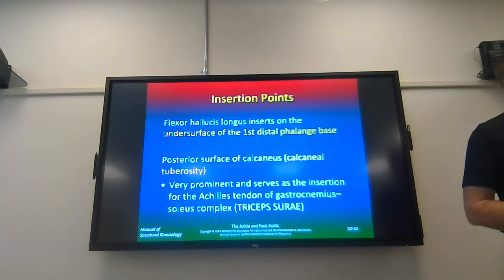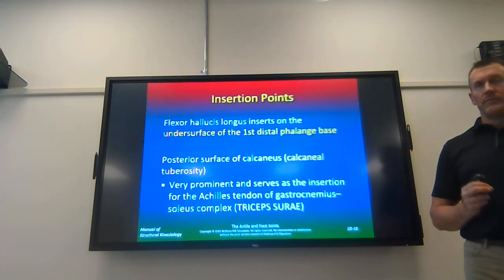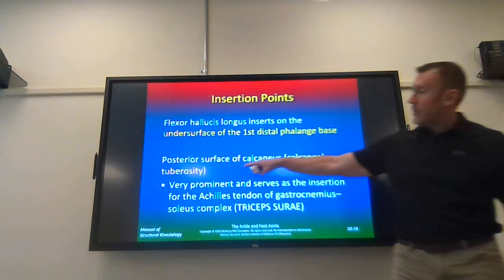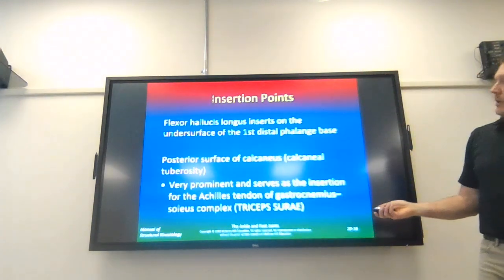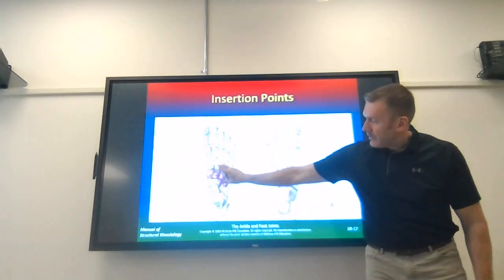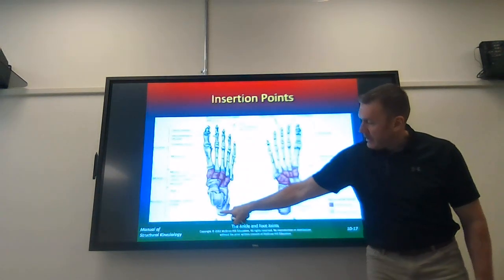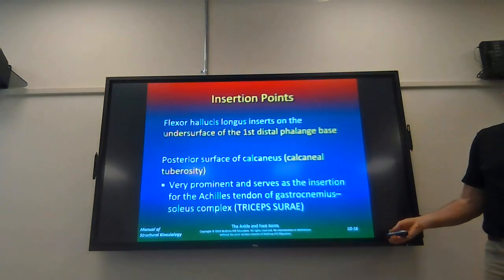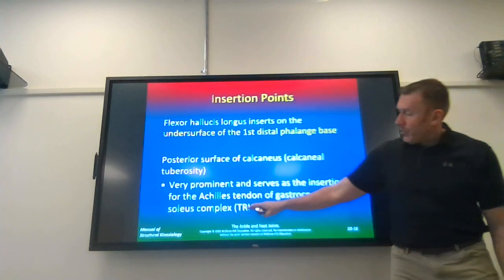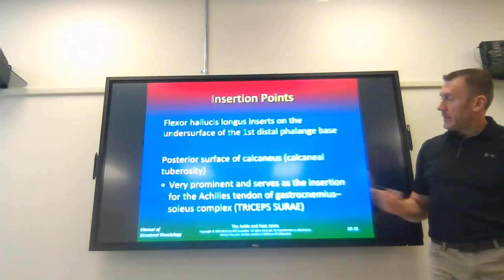Okay, so we're up to the very last one, and it has 2 muscles that have a common insertion. So the posterior surface of that calcaneal tuberosity is right here, tuberosity of calcaneus. You're gonna just make a mark right here, tuberosity of calcaneus. So that serves as a common insertion for the gastrocnemius and soleus via the Achilles tendon.